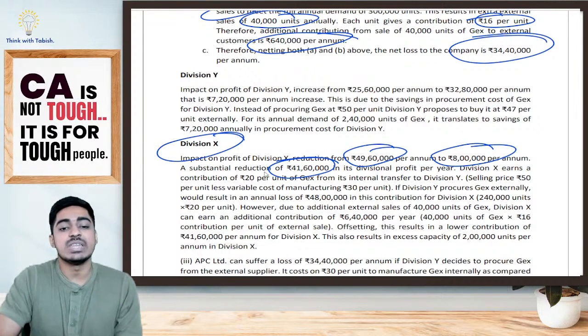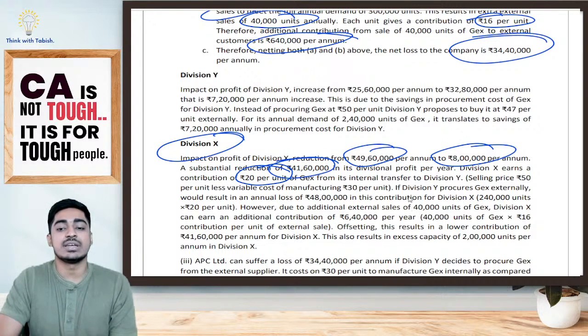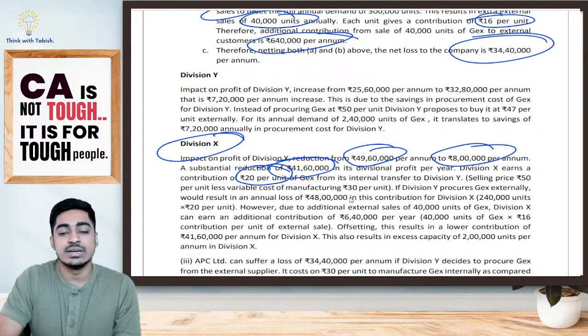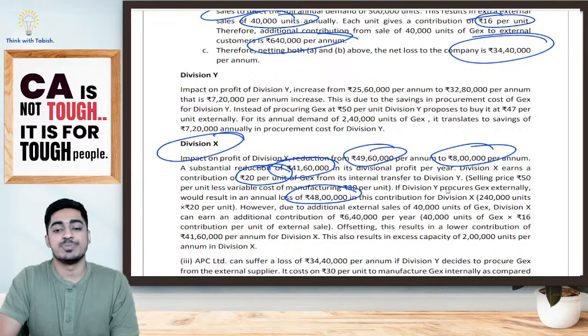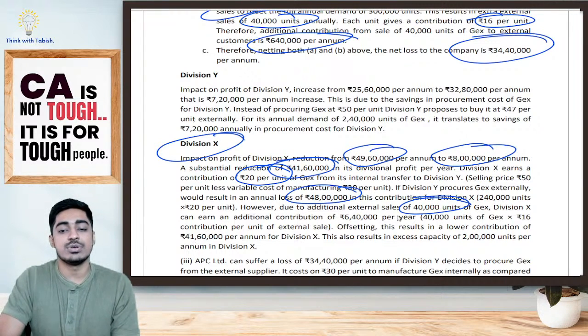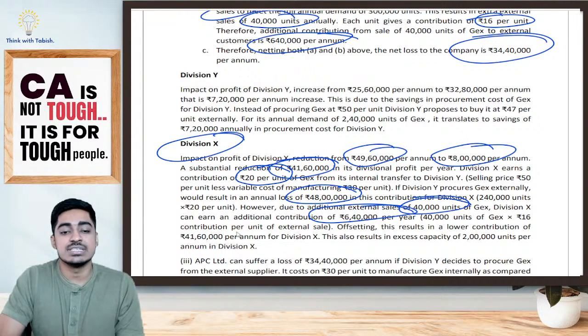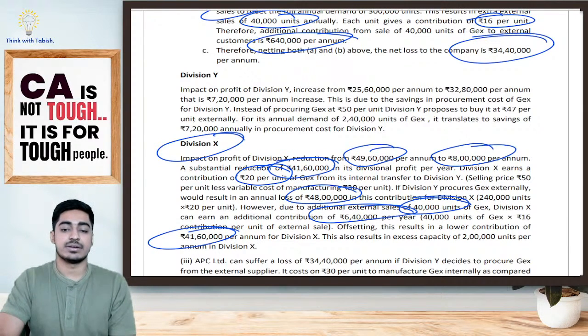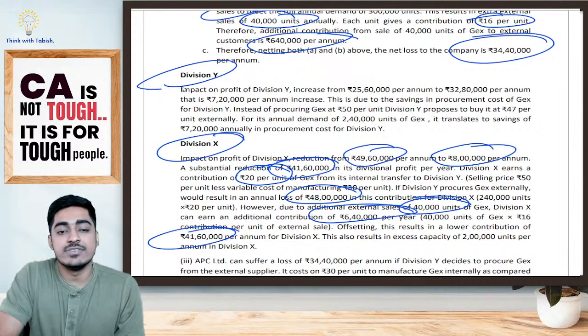What happened? Previously, it was earning 20 rupees on internal transfer. Now it is not earning, so this much is a loss. But we are doing 40,000 extra sales, so 6 lakh 40,000 is a gain. So net, this is the impact. And division Y, what is happening?